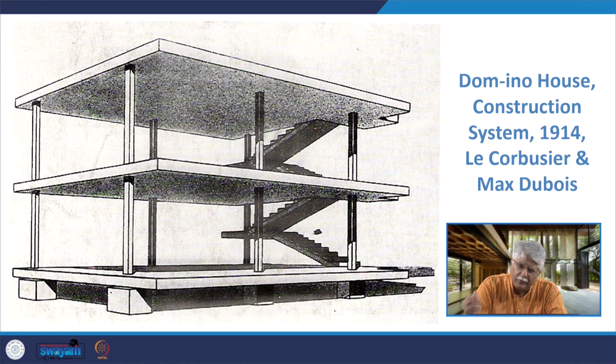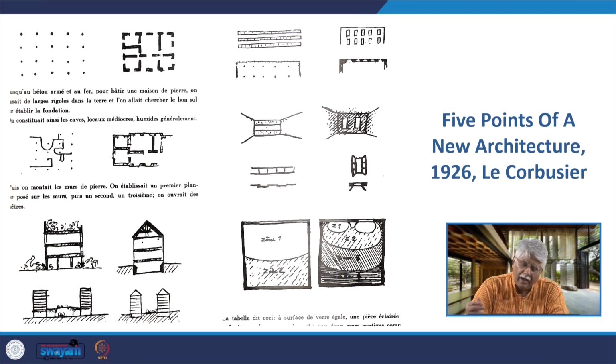In 1914, along with the engineer Max Dubois, he came up with the Dom-ino system, an RCC frame in which there were RCC columns, RCC slabs, RCC foundation and an RCC freestanding staircase. That led to the development of the 5 points of a new architecture, which was the Pilotis, that means the house standing entirely on a frame, entirely on columns, which would lead to a free plan, a free facade, a roof garden, ribbon windows. Basically a building standing on an RCC frame thus becomes completely free.